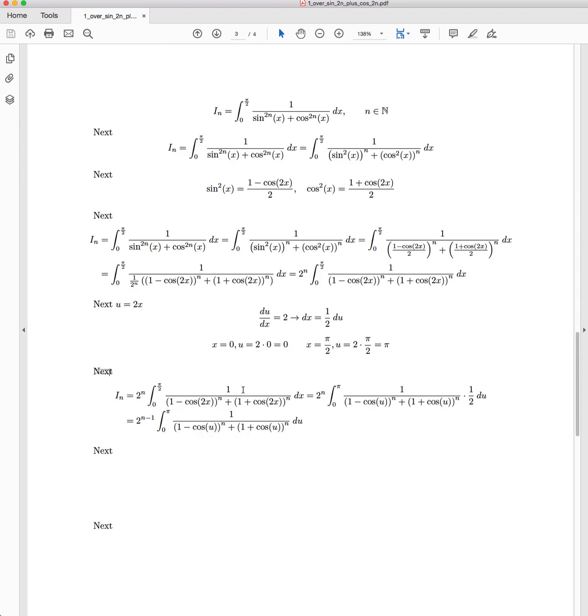And so therefore, this original integral gets replaced with the 2 to the n, which remains unchanged. The bounds, as we had before, go from 0 to pi over 2, and get replaced with 0 and pi, which is what we have here.